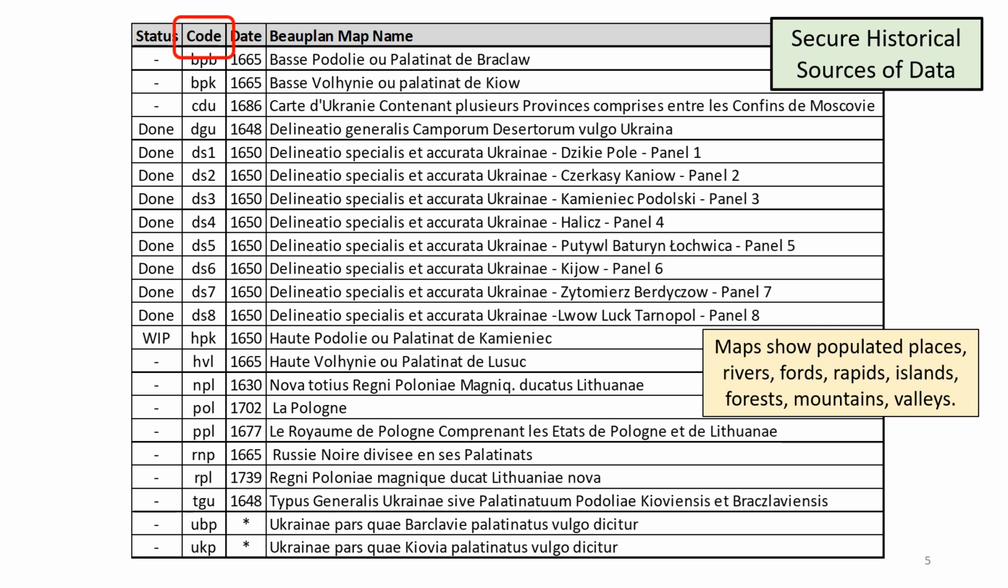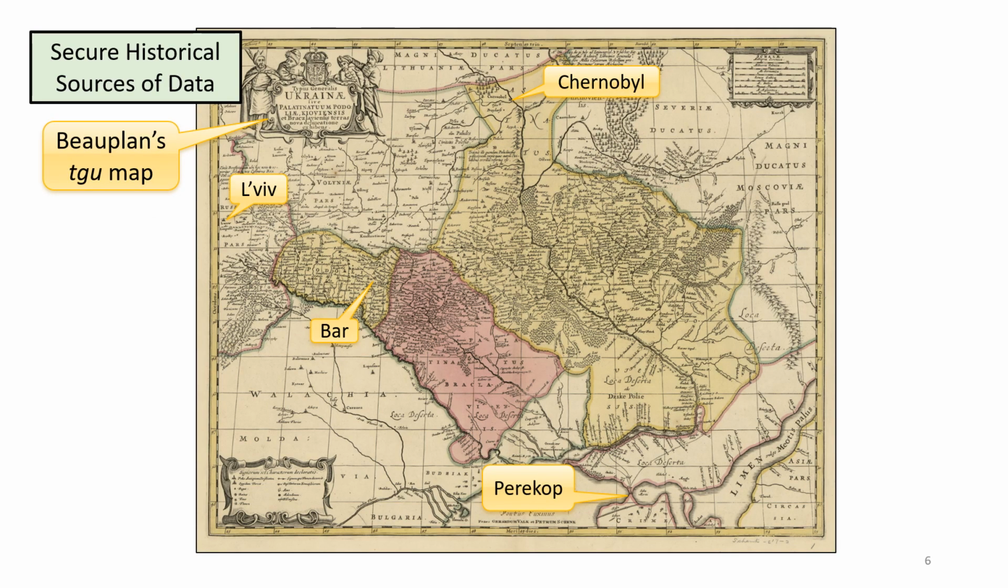The code column seen here provides the codes used to identify the maps shown in the remainder of this presentation. Note that we still have a number of maps that we can examine to add places to our gazetteer. Here is an example of one of Beauplan's maps, with four cities shown for reference. Note that the TGU map has north at the top, but many of Beauplan's maps have north at the bottom.